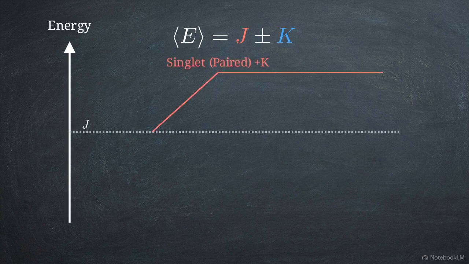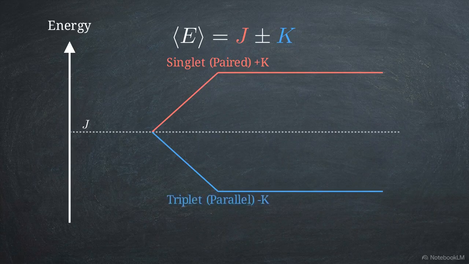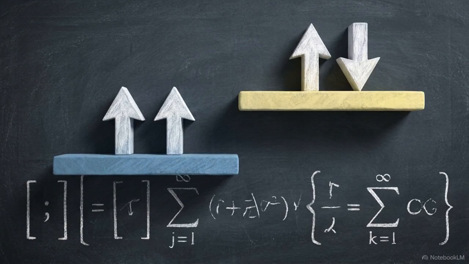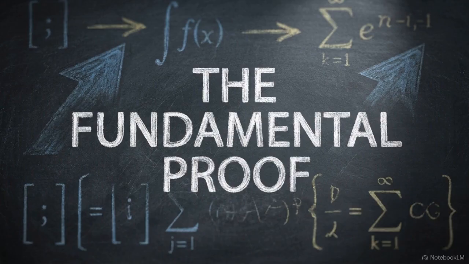This energy level diagram shows the result. The paired singlet state is raised in energy by J plus K, while the parallel triplet state is shifted by J minus K, resting at a lower overall energy level. The triplet state lies lowest in energy precisely because the quantum exchange integral mathematically counteracts the classical Coulomb repulsion. This provides the exact proof for Hund's first rule.